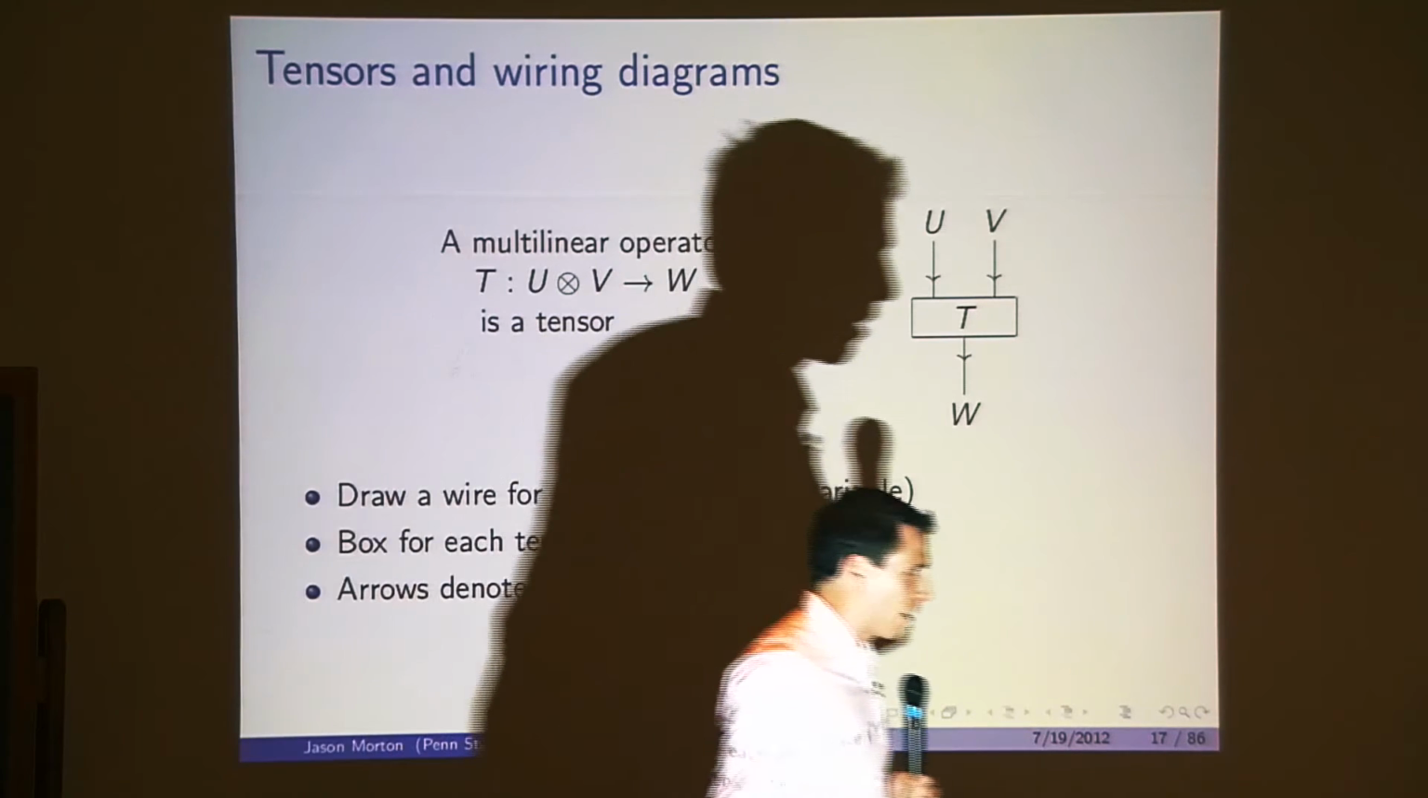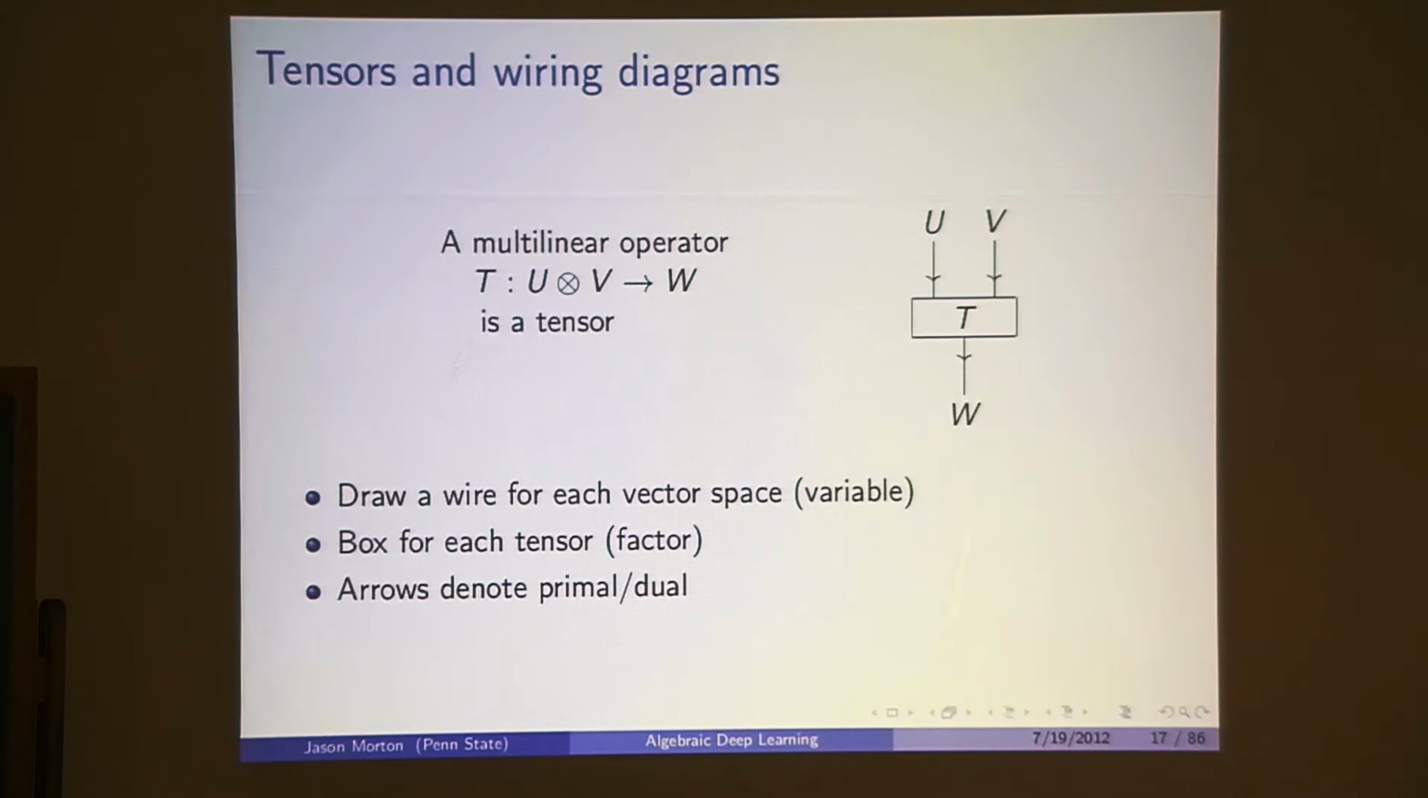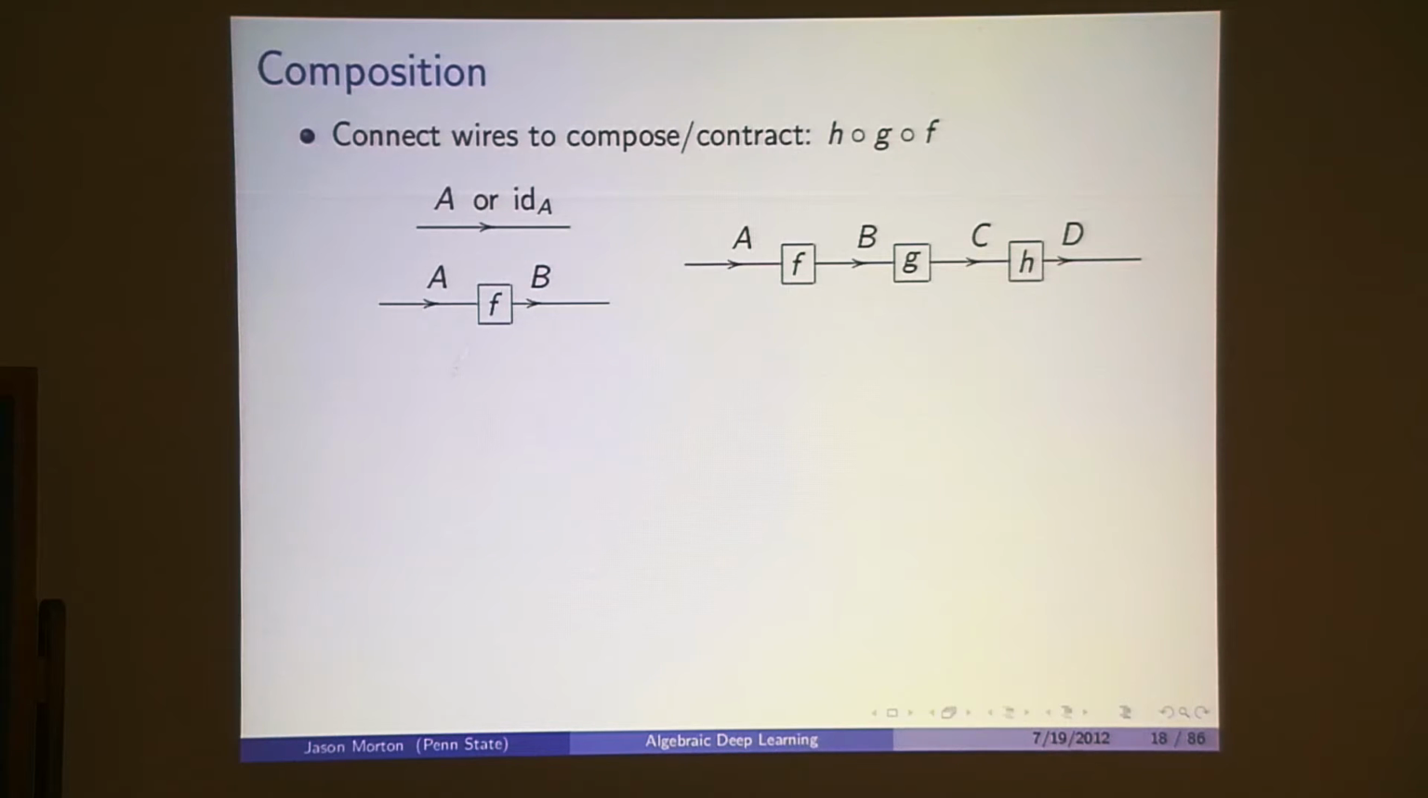Okay, so here's our wiring diagram, or our funny little leg thing for tensors again. We have a multilinear operator. We have a wire for each vector space or each variable in a graphical model. We have a box for each tensor, so that's like a factor in a factor graph model. And the arrows keep track of what's the input and the output, or what's the primal and the dual vector space. I'm allowed to connect wires to compose or contract.